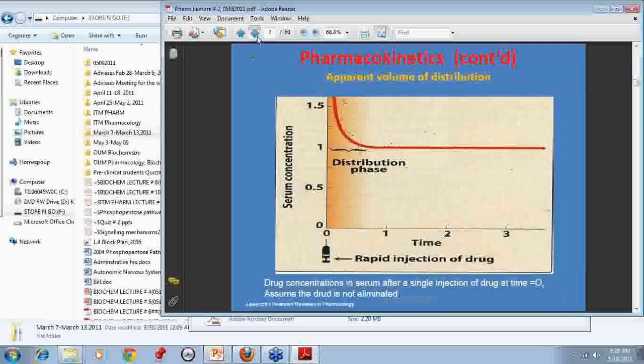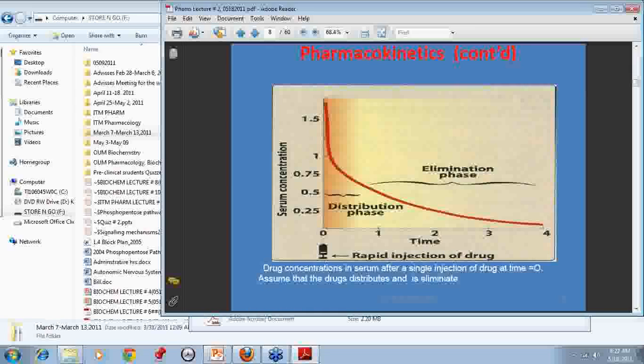Versus if you consider the elimination phase here, you can see also that this follows first order kinetics. So that's drug distribution versus drug elimination. So you have two phases here, distribution phase versus elimination phase.